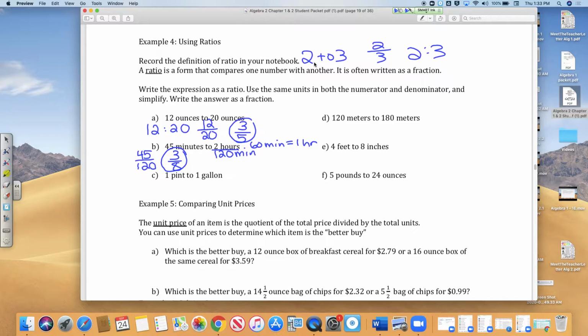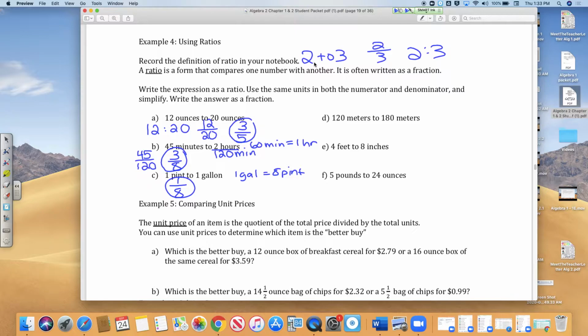All right, moving down to letter C. Here's another one where we don't have the same units. 1 pint to 1 gallon. Well, 1 gallon is equal to 8 pints. So if I put this in the same unit, this would be 1 over 8, and I could just leave the answer like that since that's simplified.